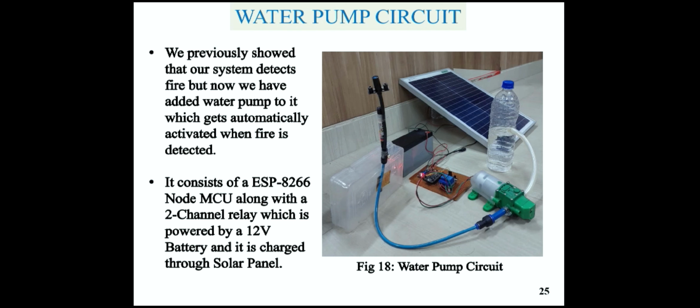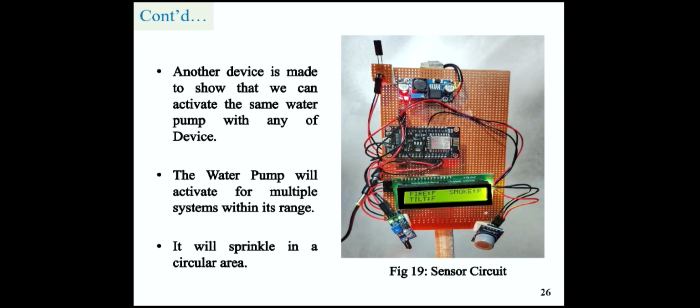We have also made another model of our circuit. So this is the other device that we have made to check whether the water pump is getting activated for both the circuits or not. It is similar to the earlier model with all sensors connected to node MCU. The water pump will activate for multiple systems within its range, and it will sprinkle water in a circular area.